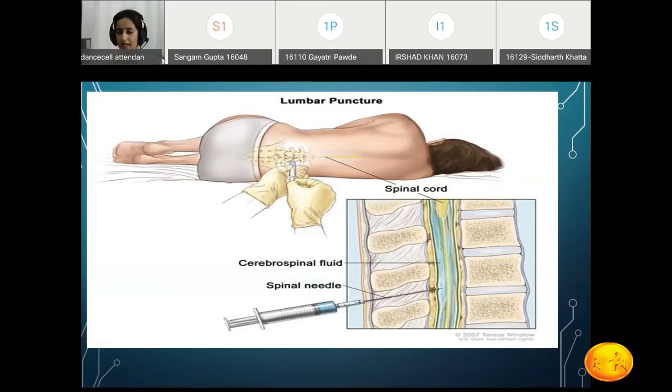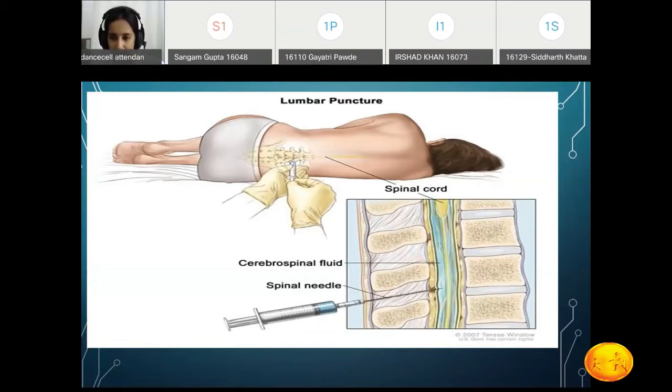How do you identify the L3, L4 space? The L3, L4 space is usually identified by the iliac crests. You identify the two tips of the iliac crests, and then you draw an imaginary straight line. It usually passes through the middle of the L3, L4 space, and that is your spot to enter the needle. Since the cord ends at the lower border of L1, you are safe in that space.